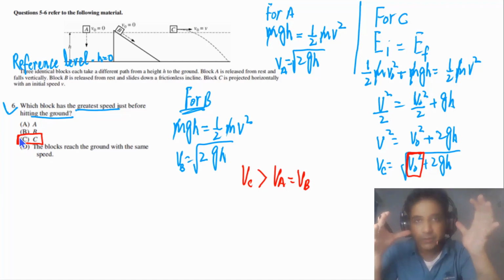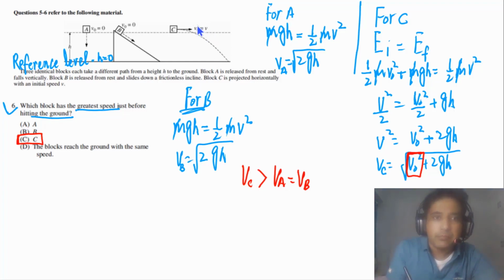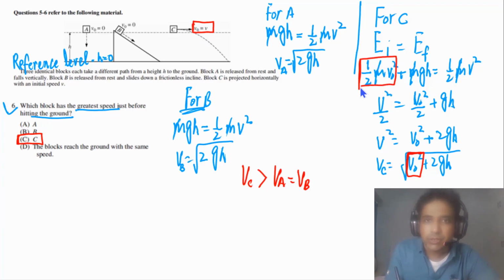A beautiful question based on conservation of energy, and most of the time many students just ignore this initial speed, they just ignore this initial kinetic energy.